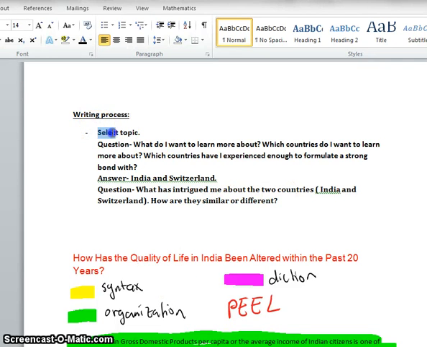First I had to select a topic, and this connected to what I want to learn more about. Which countries do I want to learn more about? Which countries have I experienced enough to formulate a strong bond with? The answer to this simple question was India and Switzerland, and I came to this conclusion very quickly. Another question was what has intrigued me about the two countries, and what were the similarities or the differences between the two.